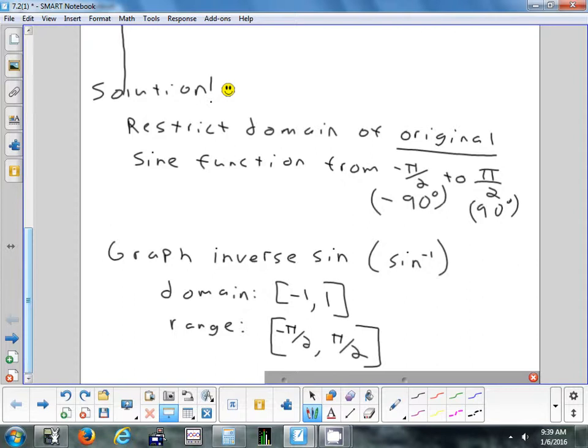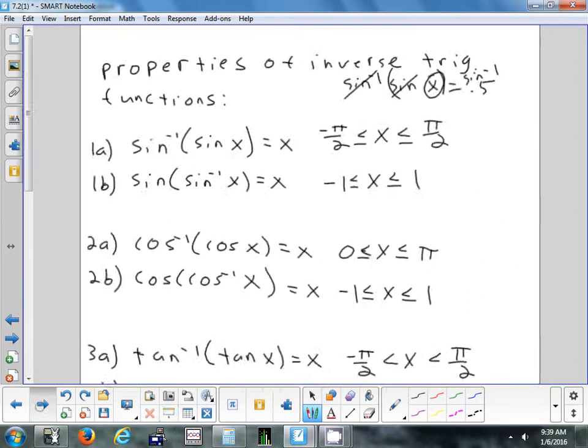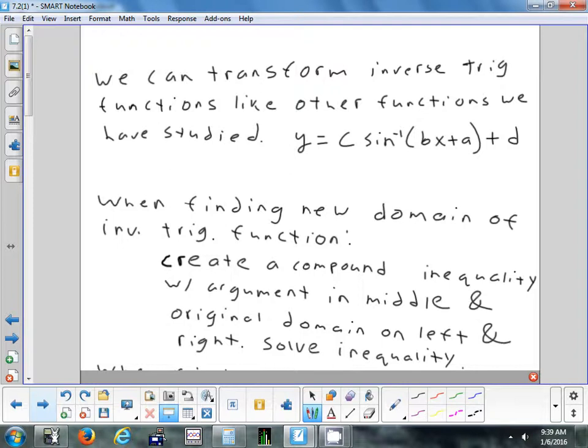So I gave you all 6. Okay, so now to find the new domain, what we're going to do is create a compound inequality with the argument, that's the argument right there. Put the argument in the middle. And we're going to put the original domain on the left and on the right. Okay, I'll show you an example.